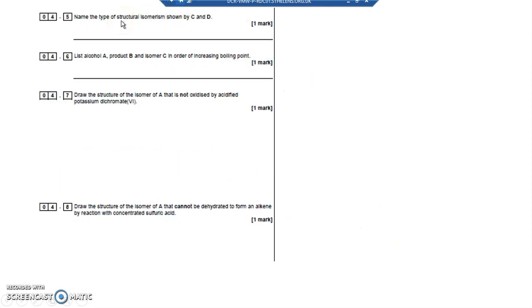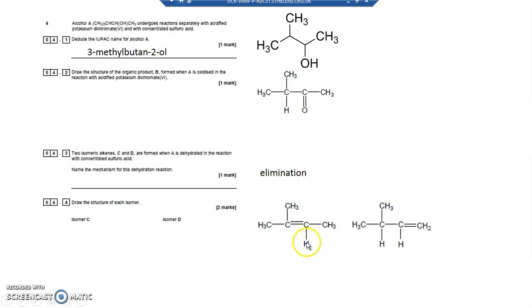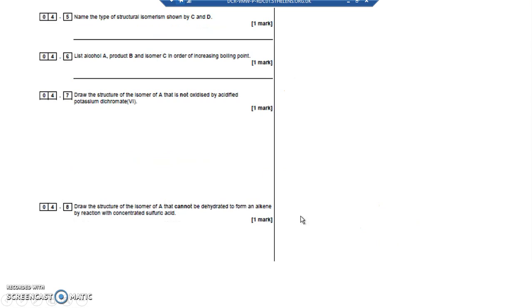Name the type of structural isomerism shown by C and D. So we've got some kind of 1, 2, 3, 4. We've got some butene, 2-methylbut-1-ene, and I've got 3-methylbut-1-ene here. So I'm changing the position of the carbon-to-carbon double bond. So it's some kind of structural isomerism. It's not chain isomerism because I'm not shortening the chain. It's not functional group isomerism because there's still a double bond in there, that's still the functional group, but I've changed the position of the double bond. So it's structural isomerism, but more specifically it's position isomerism.